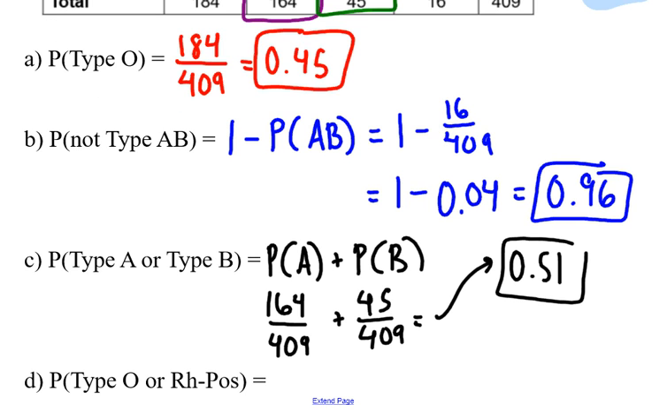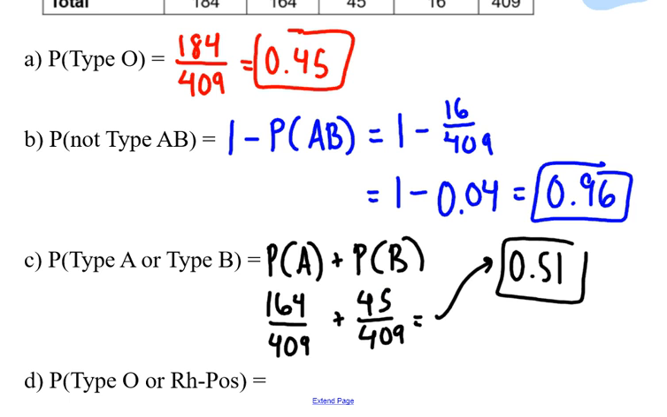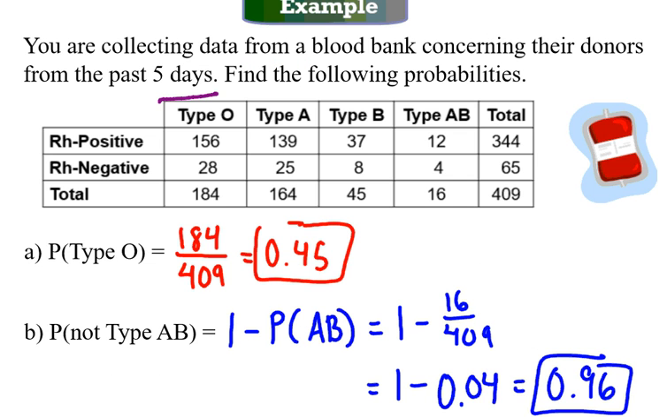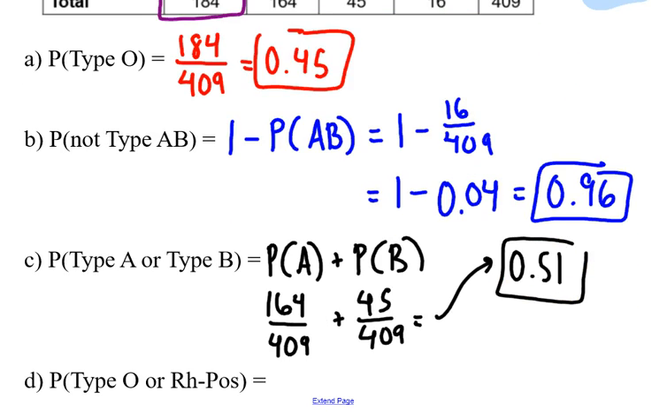Last one, what's the probability that someone has O blood or their blood is Rh positive? And if I look at those two events, there is overlap. So the first event was type O blood, and the other event was Rh positive. And when I do that, you will see there's this overlap. There's that 156. These two events are not mutually exclusive. They have some overlap, so I need to calculate the intersection.